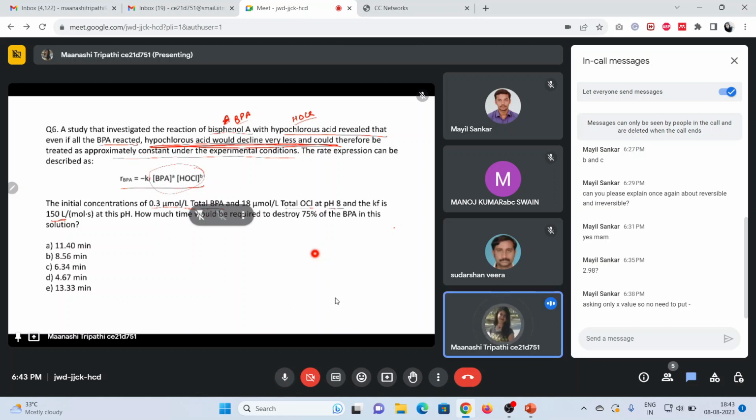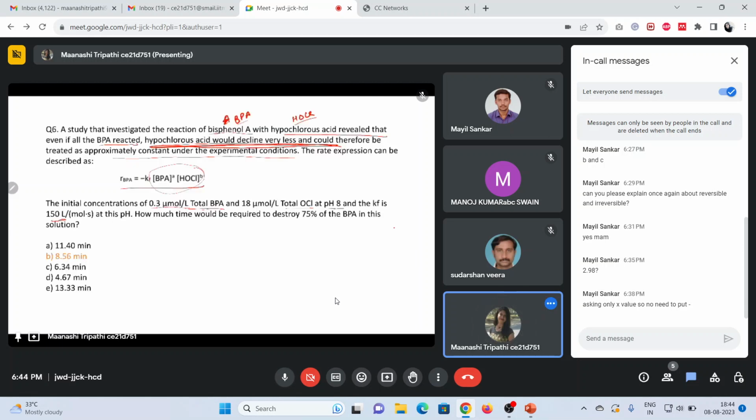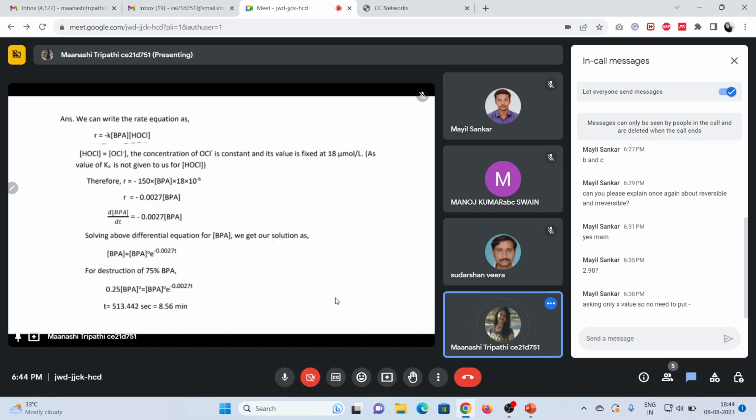Okay, now see the solution, match with your solution. So the answer is 8.56 minutes. Now we'll see how we got this solution. This is the rate equation. Initially A and B were given, but when we are solving the equation, A and B will be gone because there are no coefficients.